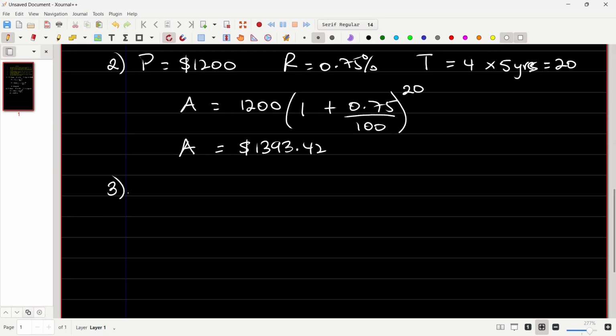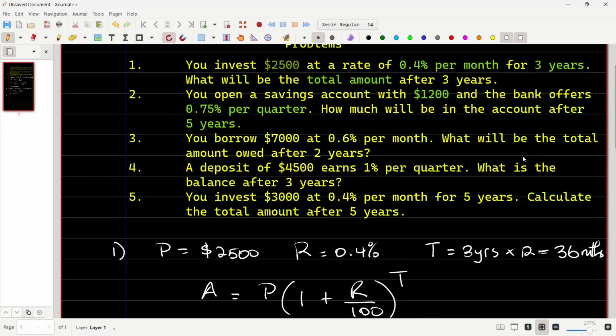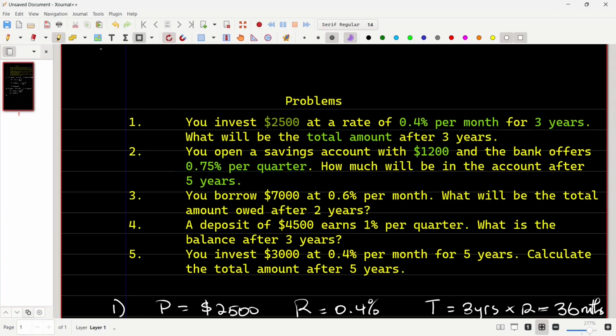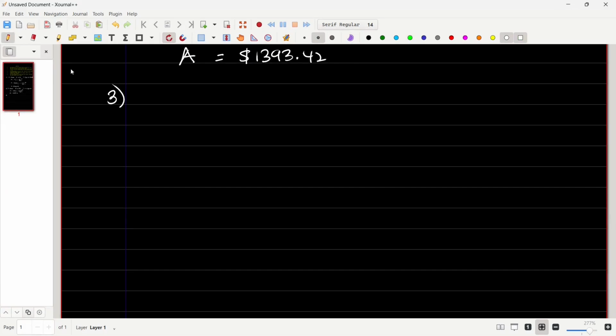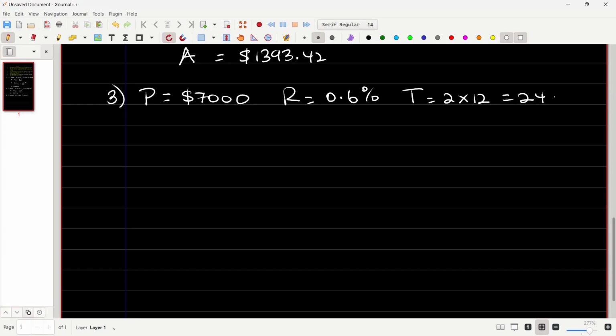Let's go to number 3. What I'm going to do now is go straight to the answer as soon as I can. I'm not going to write back the formula. The principal is 0.6 per month and 2 years. Let's check that out again. The principal would be equivalent to 7,000. The rate would be equivalent to 0.6% per month. And the time interval we're looking at is 2 years times 12 months per year, which is 24 intervals.